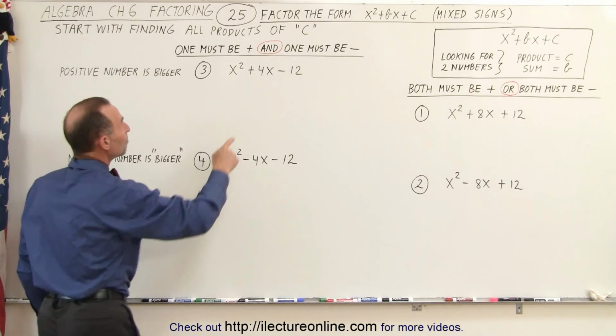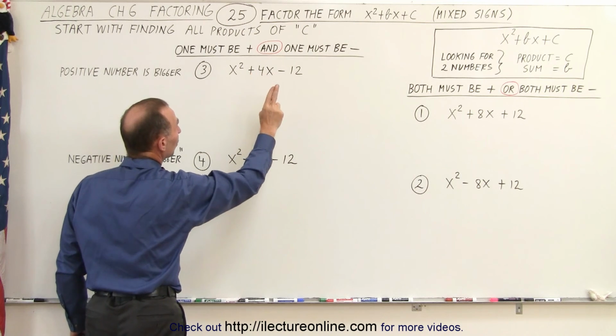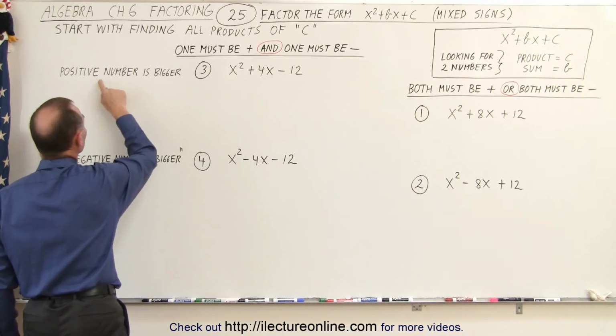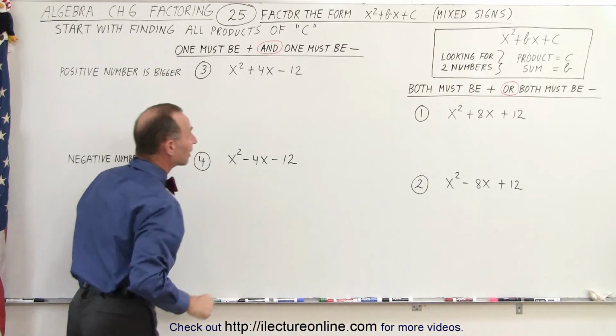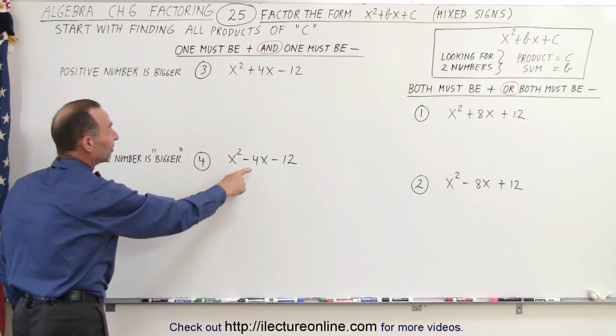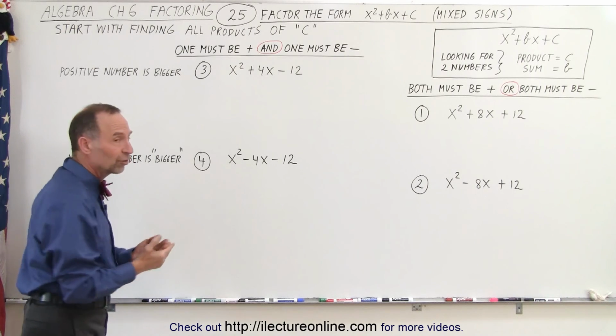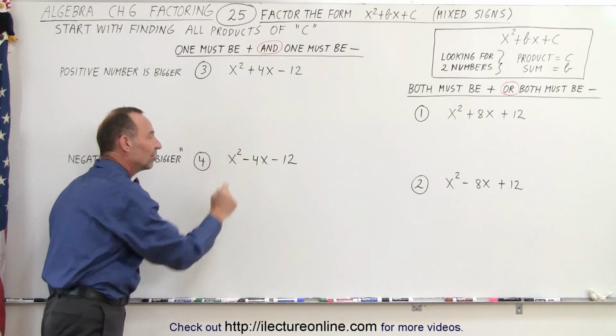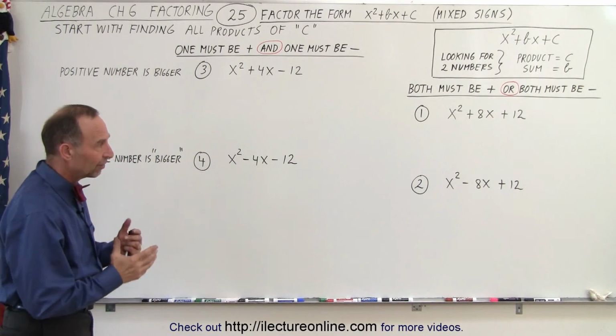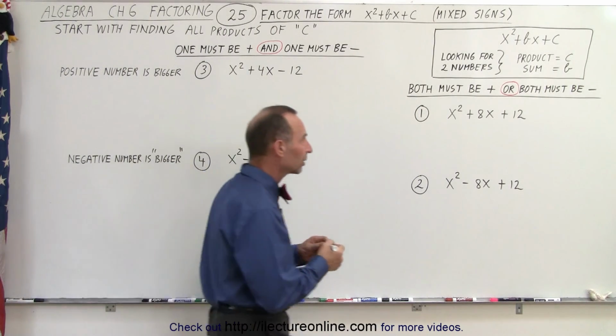Now notice, if the middle term is positive, then of the 2 numbers multiplied together, the positive number is bigger, and it's bigger by the amount that's seen right there. And when the middle term is negative, the negative one will be bigger, and it'll be bigger by the amount that we see on the middle term. So that said, let's go ahead and work these out.